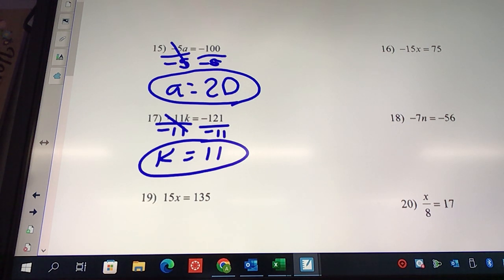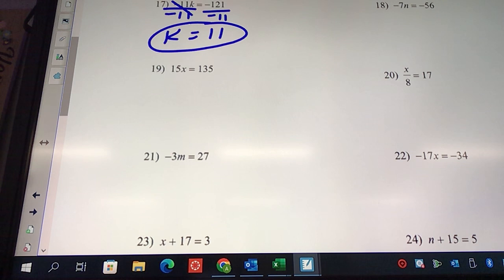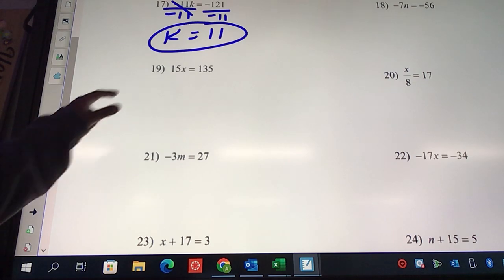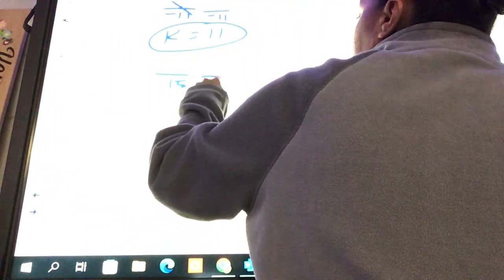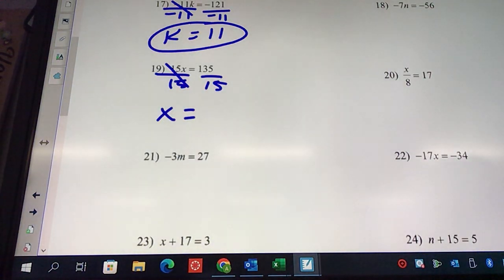Okay, 19 is 15x equals 135. What needs done? You gotta divide by 15 on both sides. Okay, what is 135 divided by 15? There's a chart right there in that brown box. What's 135 divided by 15? 9?